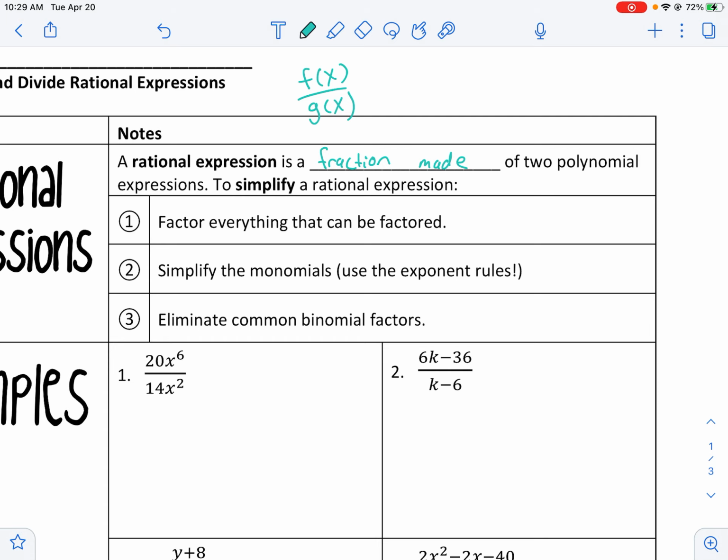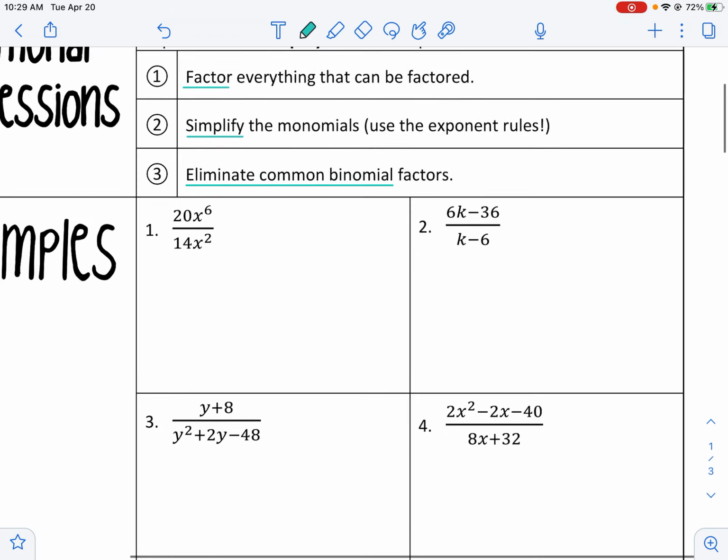The steps to simplifying rational expressions: you first need to factor everything, and then you're going to simplify the monomials using your exponent rules, and then you're going to eliminate common binomial factors. So then let's take a look at what that looks like.